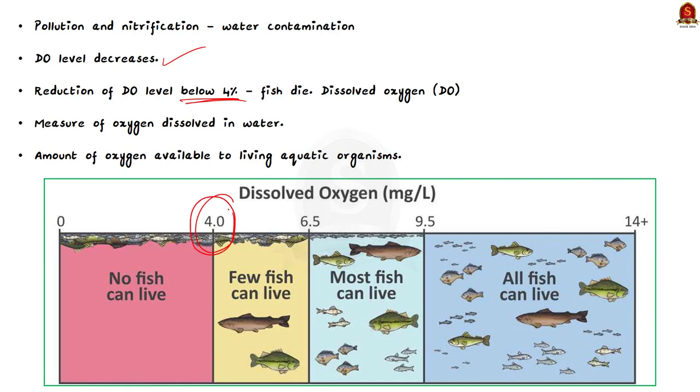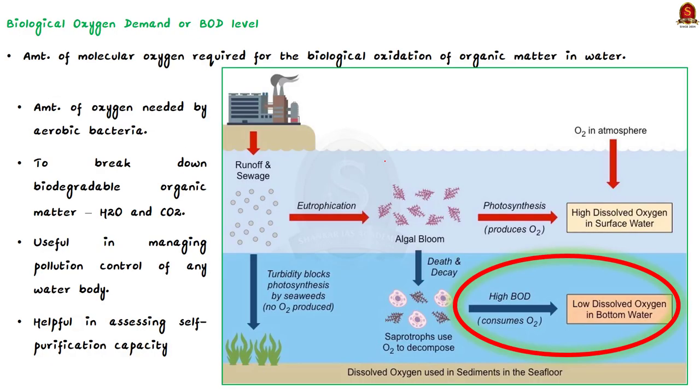Now, what does this dissolved oxygen level mean? See, dissolved oxygen is a measure of how much oxygen is dissolved in the water. And know that this is the amount of oxygen available to living aquatic organisms. Now, coming to the term biological oxygen demand. See, BOD is defined as the amount of molecular oxygen required for the biological oxidation of organic matter in water. In simple words, BOD is the amount of oxygen that aerobic bacteria need to break down the biodegradable organic matter.